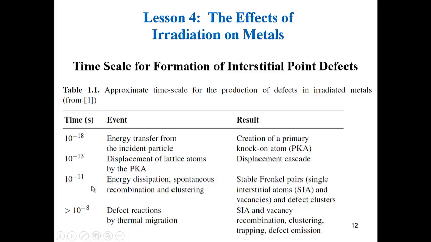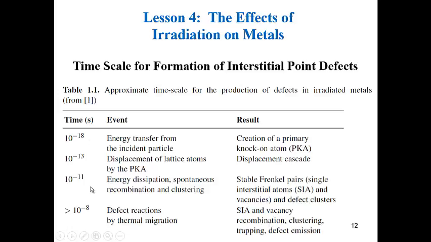In 10 to the minus 8 seconds and greater, we have defect reactions by thermal migration. The vacancies and interstitials start to meld together with each other, and we start to heal the structure. So we have these single interstitial atoms and vacancies recombining with each other. We get clustering, we get trapping, we get defect emission. And this is over a longer time scale. But you'll see these time scales are very, very short.